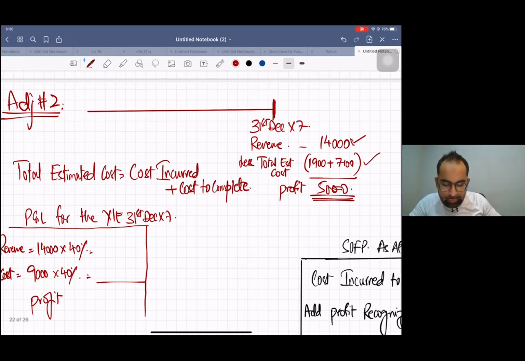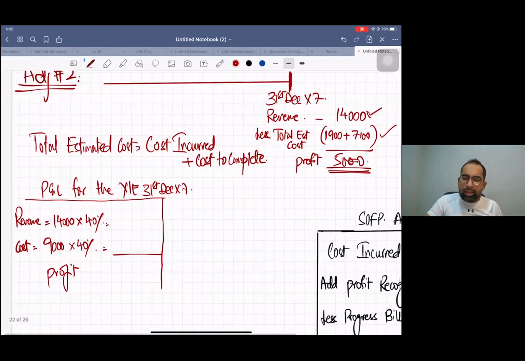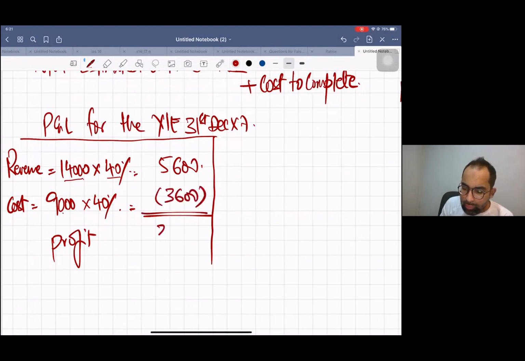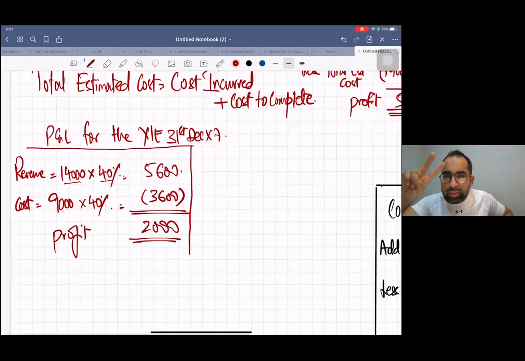Let's do it. See this P&L for the year ended 31st December X7. Your total revenue was 14,000 and stage of completion is 40%, so 14,000 times 40% is 5,600. Your total estimated cost is 9,000 times 40%, which is 3,600. The profit is 2,000.